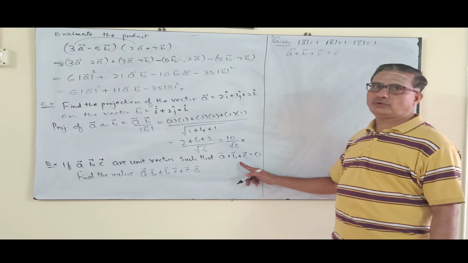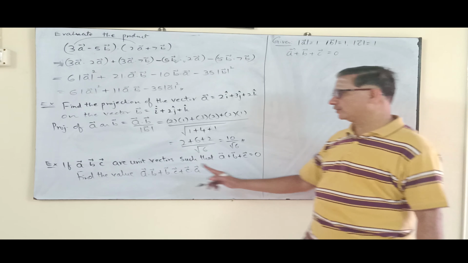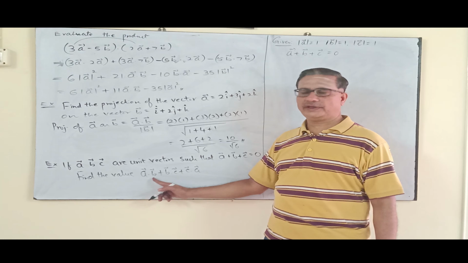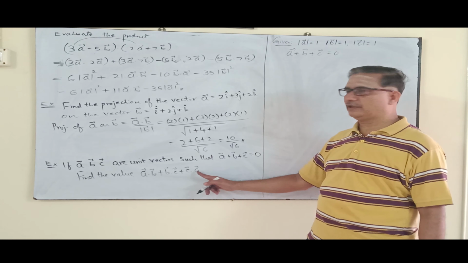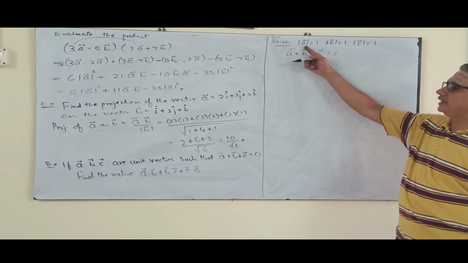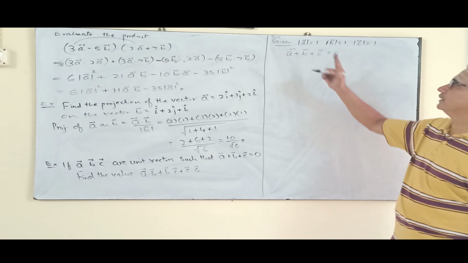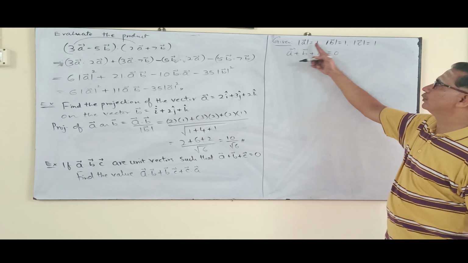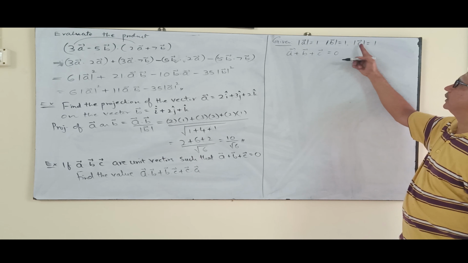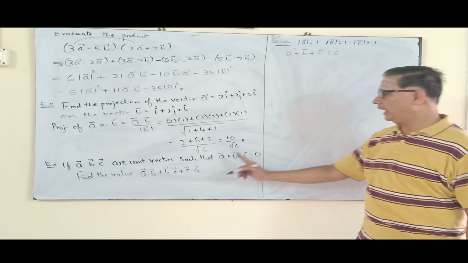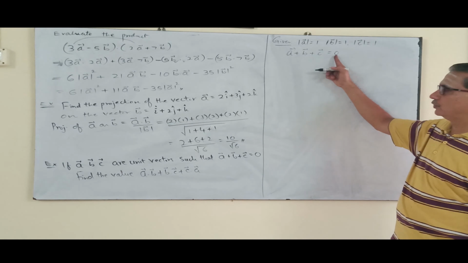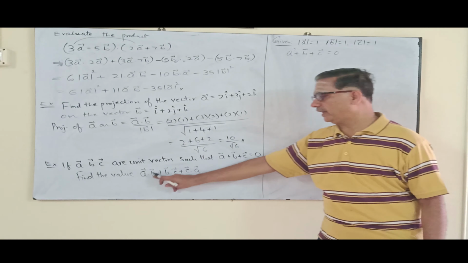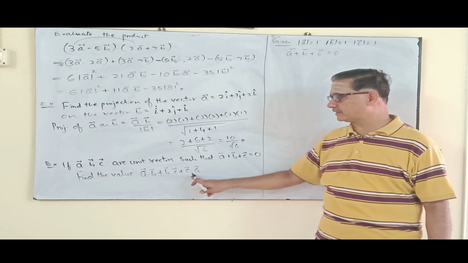Next, the sum of three vectors is equal to 0. Find the value of a·b + b·c + c·a. Given a, b, c are unit vectors, by definition the magnitude of each is 1: |a| = 1, |b| = 1, |c| = 1, and the sum of the three vectors is 0. Using this, we find a·b + b·c + c·a.